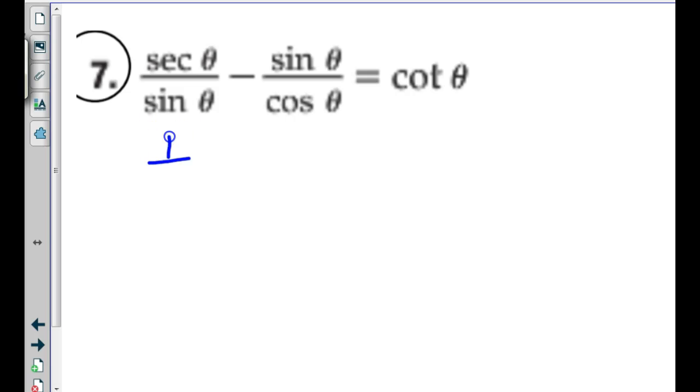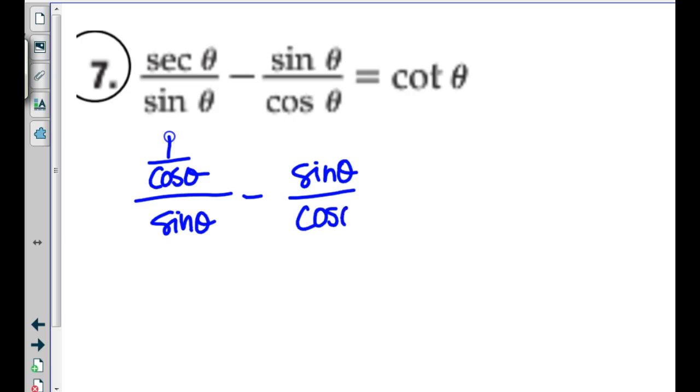All right. 1 over cosine divided by sine minus sine over cosine. What do you want to do now? Yep. Okay. What would the common denominator have to have? Sine. So this would get multiplied by a cosine over cosine, and this would get multiplied by a sine over sine.